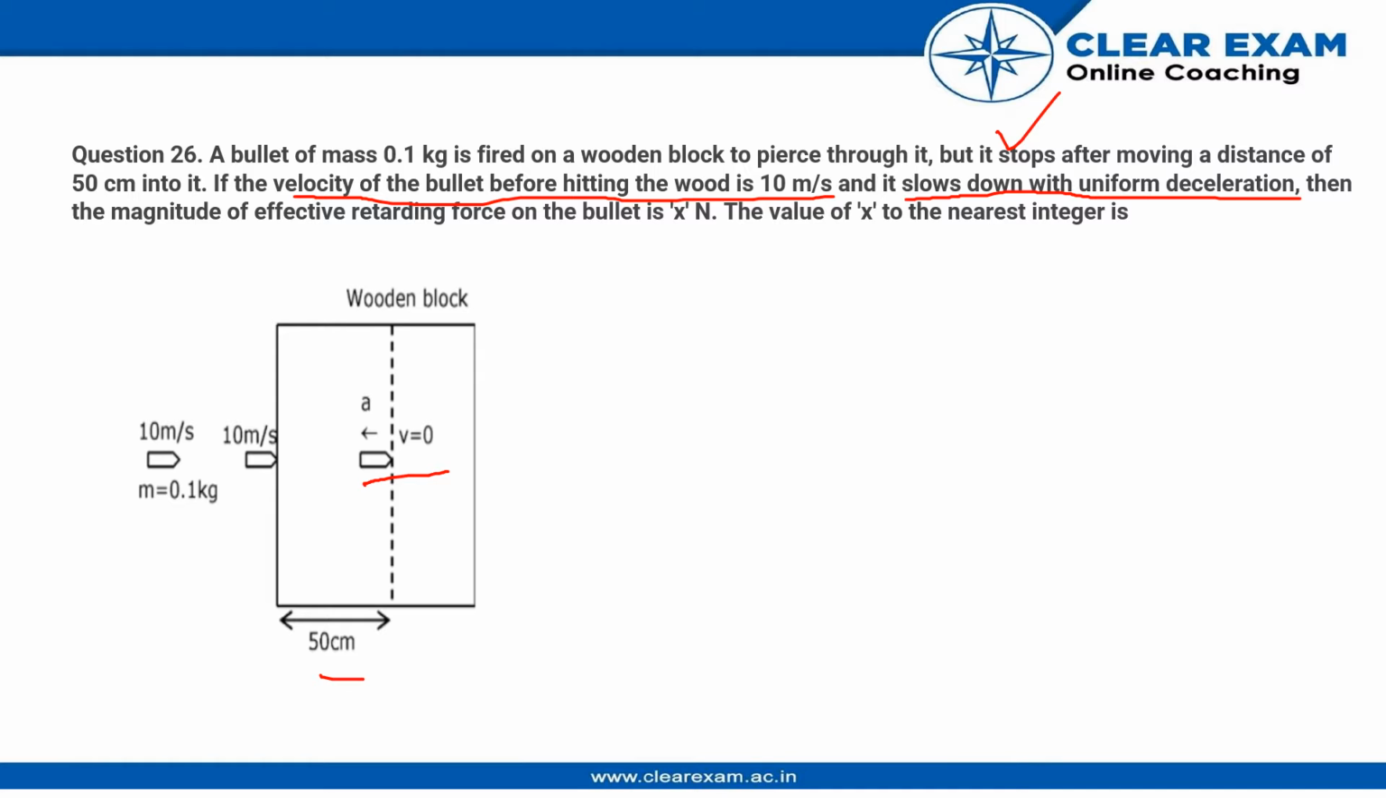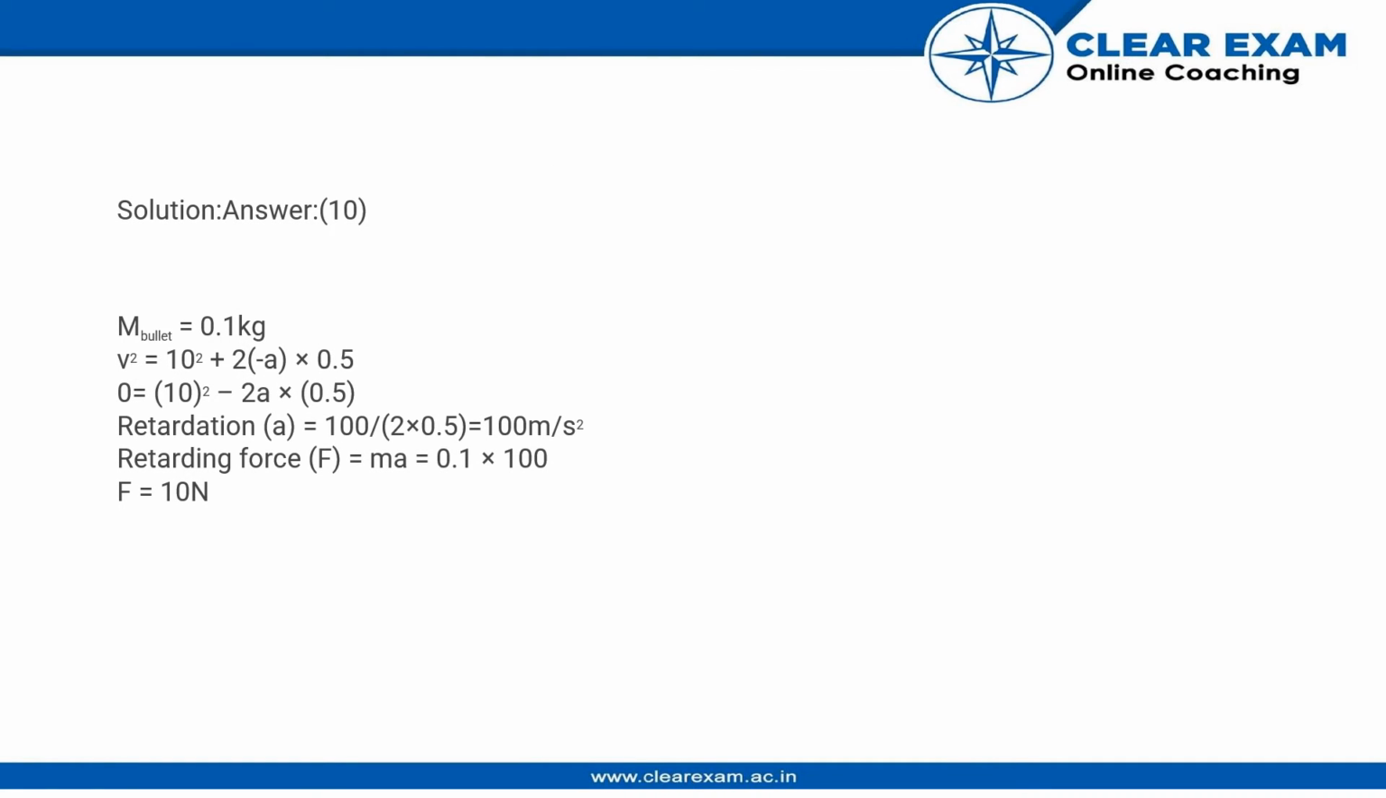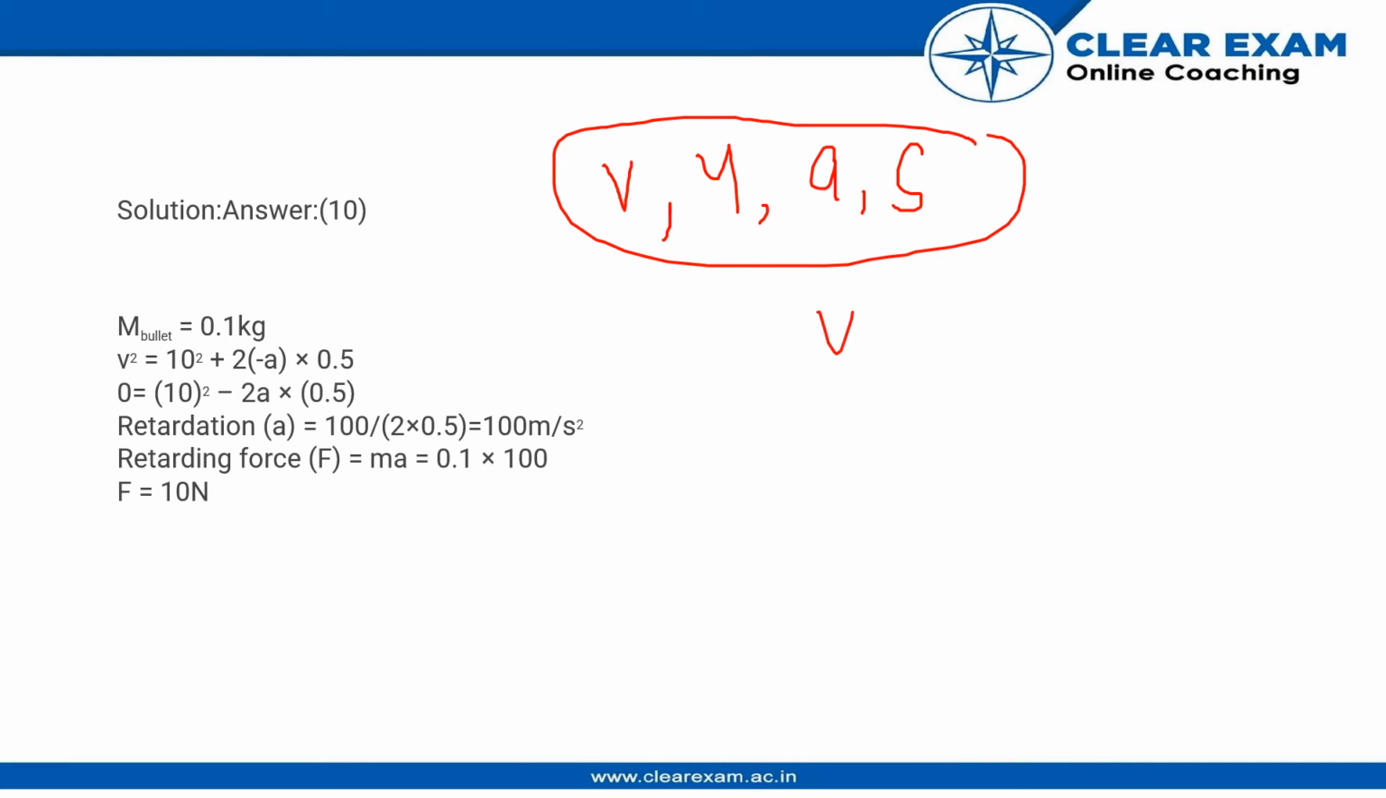So here the acceleration A was constant throughout these 50 centimeters, and using that logic we can use the third equation of motion, which gives us a relation between V, U, A and the distance traveled, which is V square minus U square is equal to 2AS, where V is the final velocity, U is the initial velocity, 2 is the constant, A is the acceleration that we need to find, and S is the distance traveled.